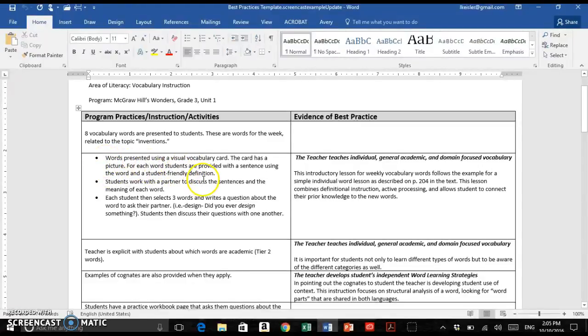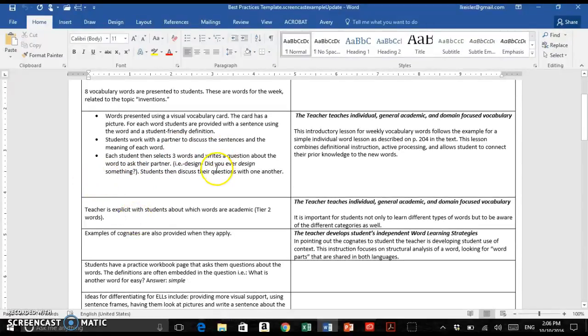Words are presented using a visual vocabulary card. The card has a picture. For each word, students are provided with a sentence using the word and a student-friendly definition. Students then work with a partner to discuss the sentences and the meaning of each word, and each student then selects 3 words and writes a question about that word with their partner.